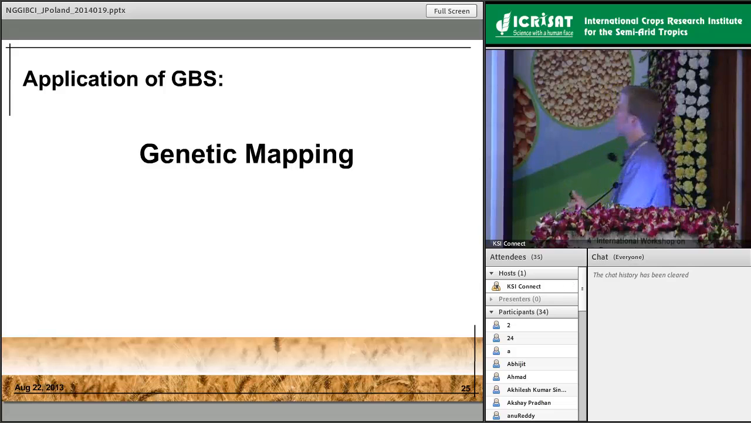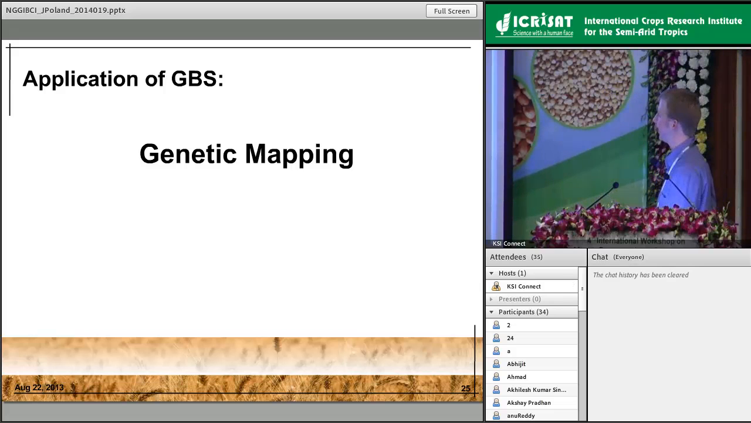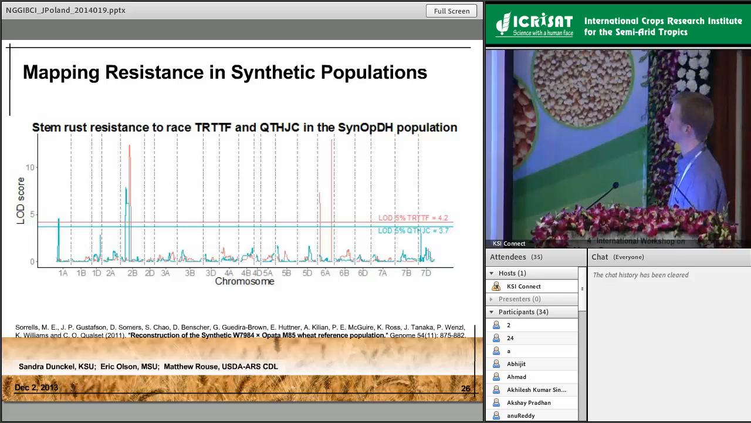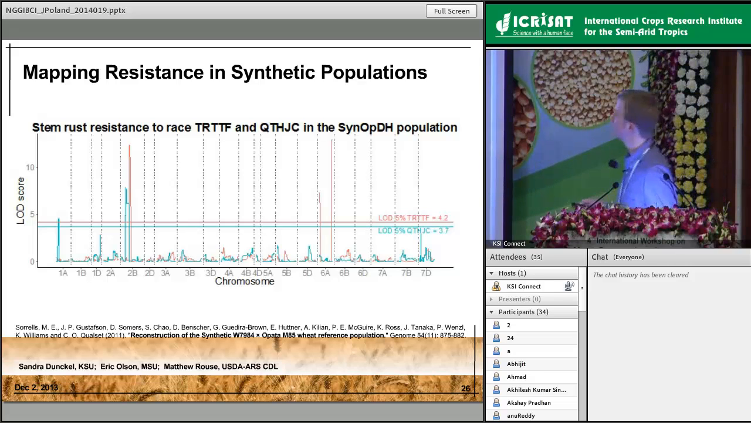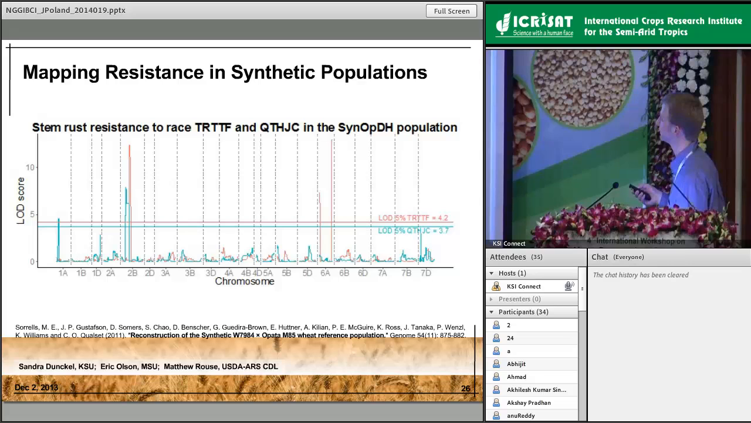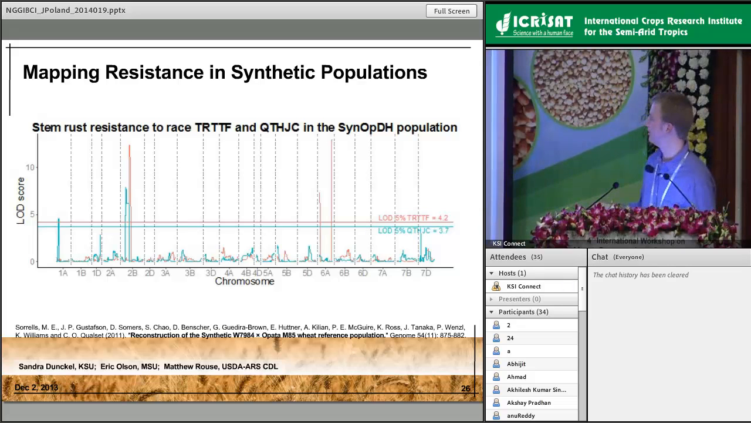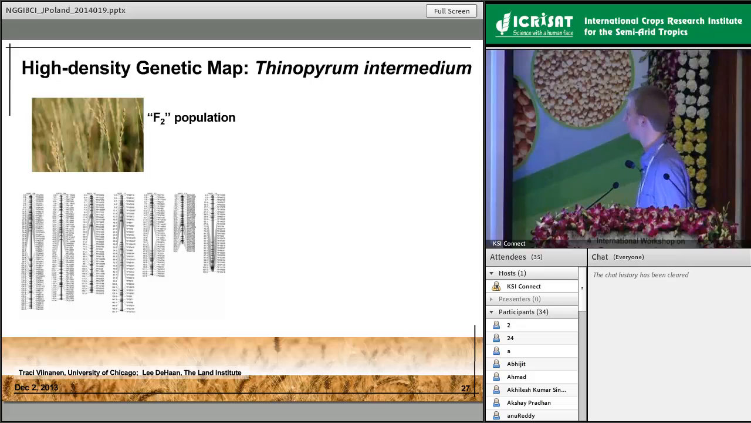So now I'll move on and talk about some genetic mapping, and GWAS turns out to be a really easy, inexpensive way to develop some high-quality genetic maps. One example here is on the synthetic population, showing mapping of stem rust resistance to two races of stem rust in this population. You can generate an extremely high-density genetic map, and from that you can really start to map QTLs and genes with high precision across this population. So again, it really makes any type of mapping study very tractable and relatively inexpensive.